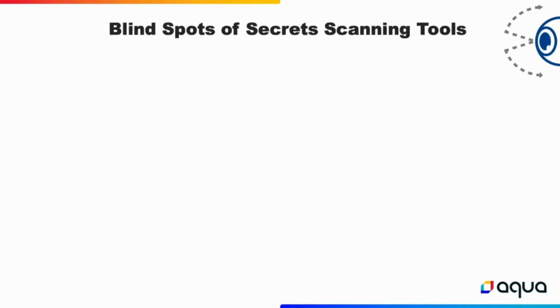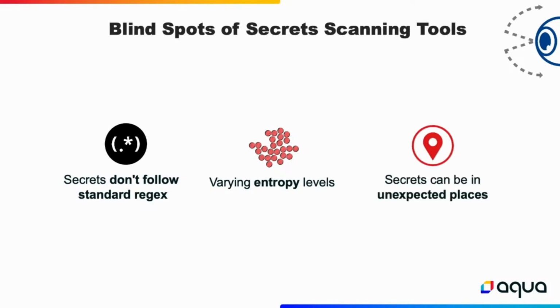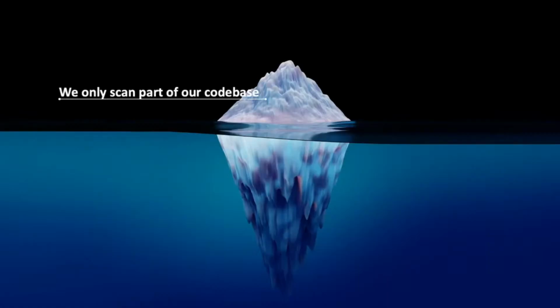But there will always be blind spots for secret scanning tools. For example, not every secret follows a specific pattern. And sometimes strings in our code have high entropy, which can cause entropy-based scanners to generate false positives. And secrets can exist in any files or form, not just as a parameter of a URL. And besides all of these blind spots, we found more issues that will cause us to find only part of the exposed secrets in our codebase.